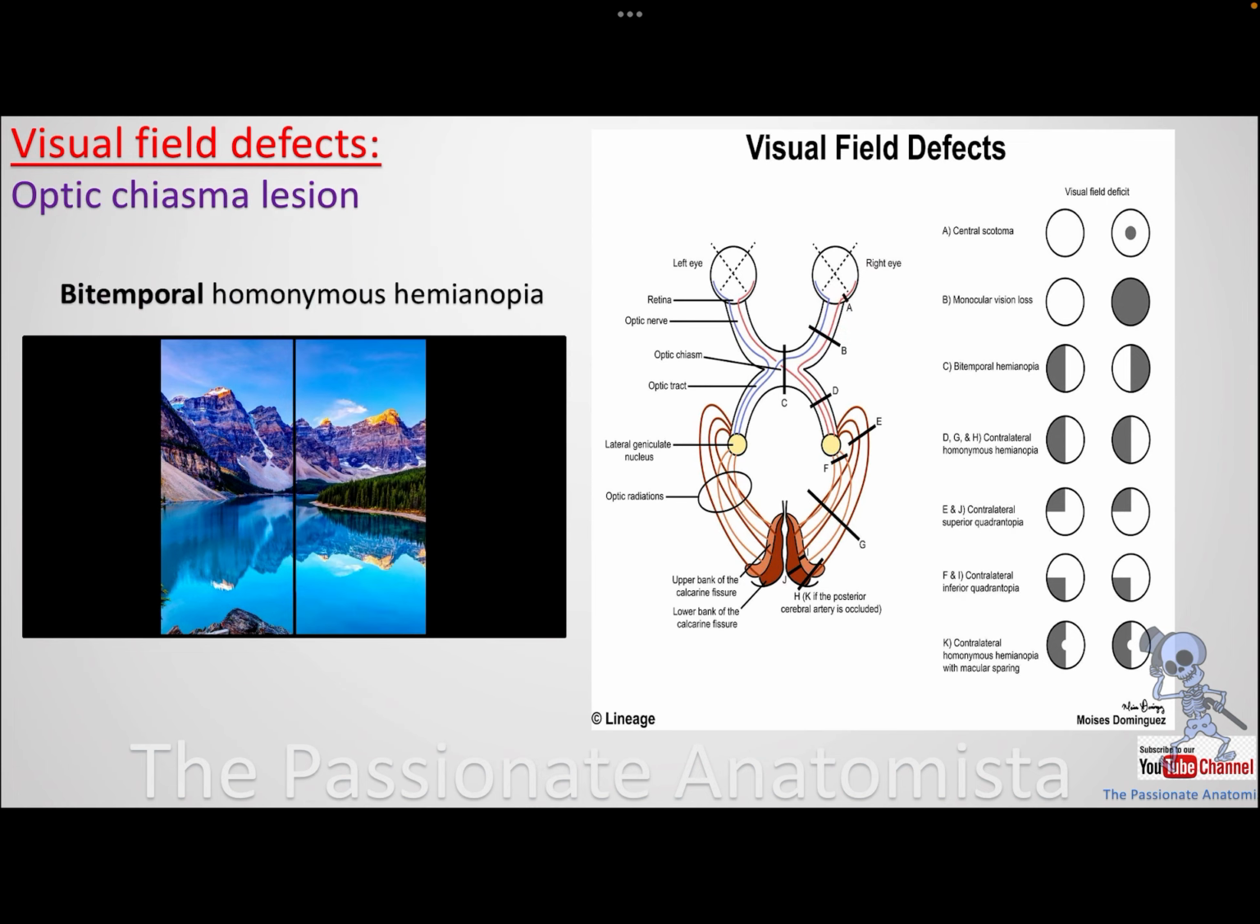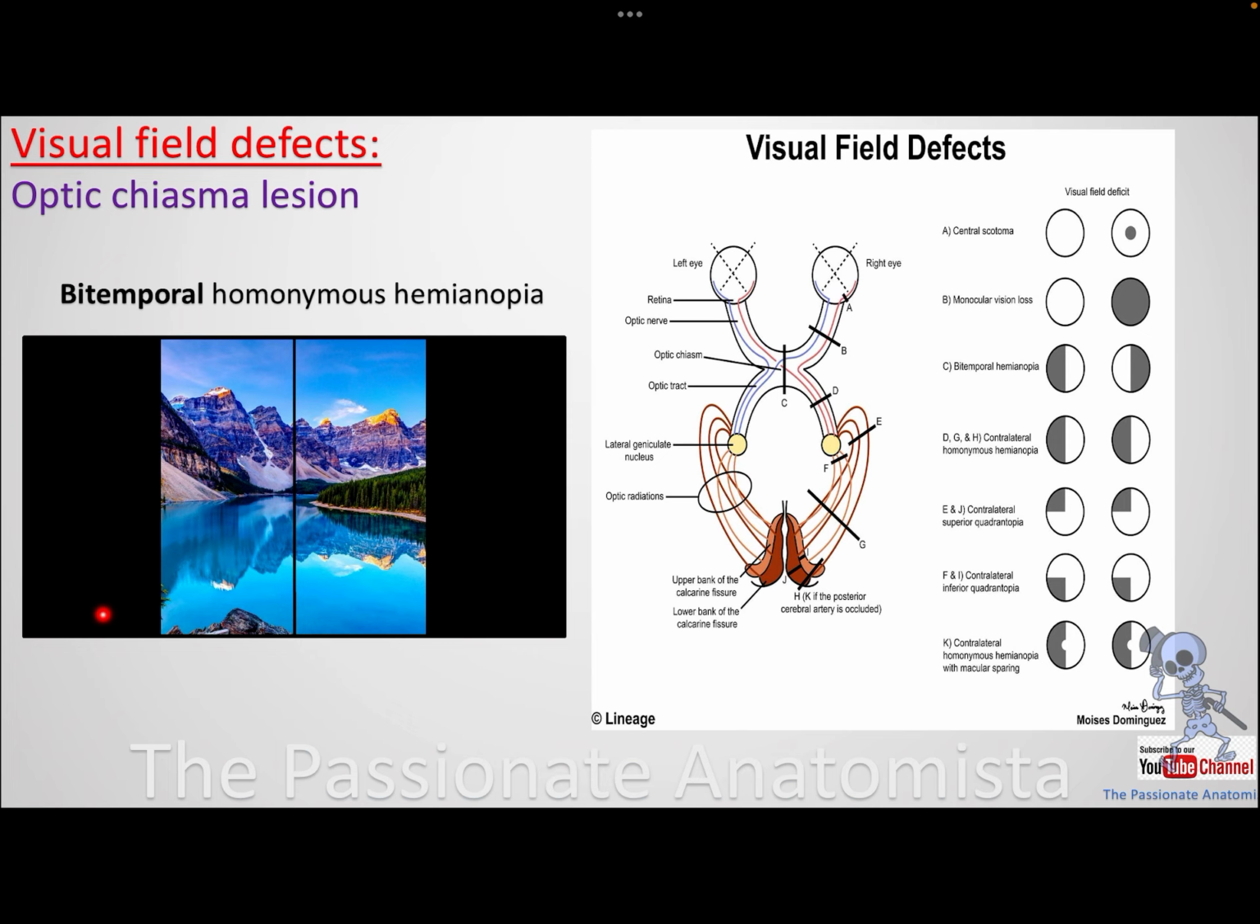Okay, now what happens next to that? Remember, guys, I told you that the nasal retinal fields cross, and the nasal retinal field is the temporal visual field. So I have visual temporal right, visual temporal left, which means right nasal retinal, left nasal retinal. So now I'm not going to talk about the retinal field. This is just a theoretical exam question.